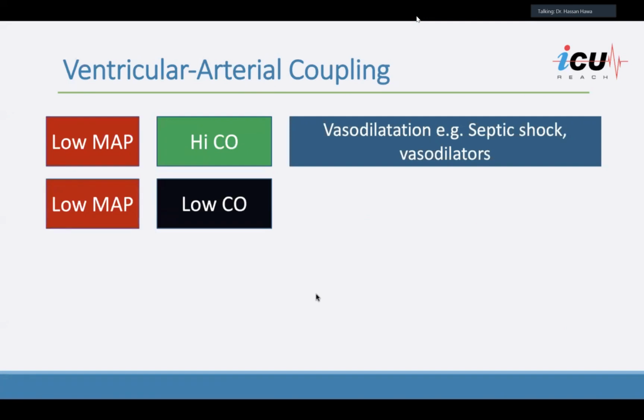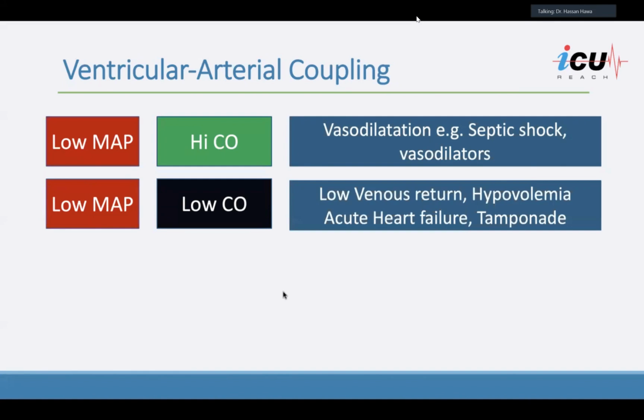Okay, so now if we have a situation with low MAP and low cardiac output, can somebody give me a scenario that correlates to this? Dehydration, absolute dehydration. Well done, so in hypovolemia, indeed. Here you have low venous return, hypovolemia, and you can see this also in acute heart failure, before the congestion of the circulation, or you can see it as well in tamponade.